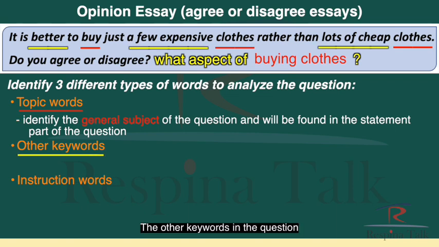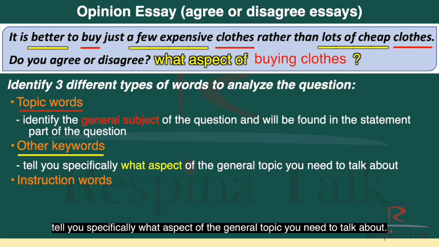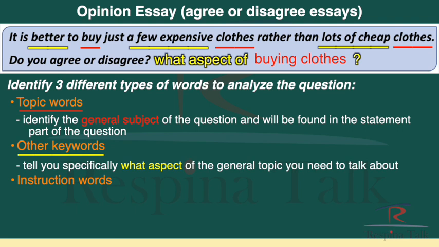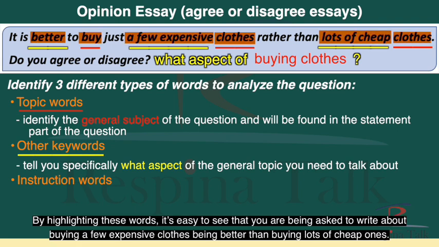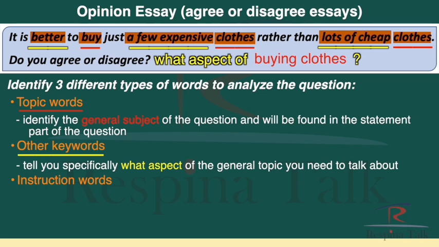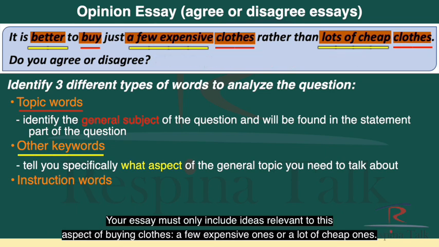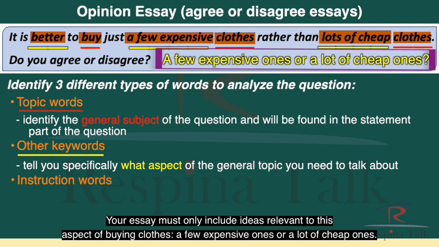The other keywords in the question tell you specifically what aspect of the general topic you need to talk about. By highlighting these words, it's easy to see that you're being asked to write about buying a few expensive clothes being better than buying lots of cheap ones. Your essay must only include ideas relevant to this aspect of buying clothes: a few expensive ones or a lot of cheap ones.